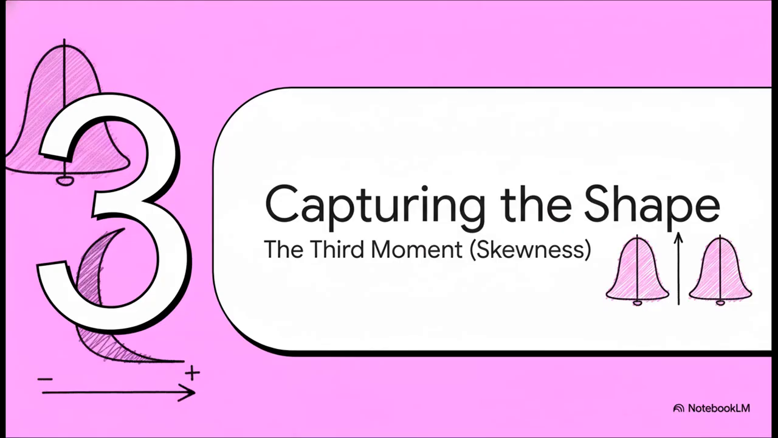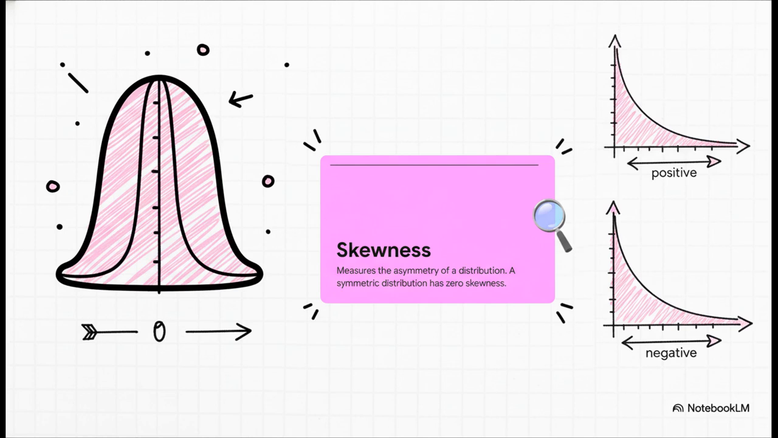All right, so now we have a number for the center, the mean, and a number for the spread, the standard deviation. We're getting somewhere. But data can have the exact same center and the exact same spread and still look totally different. So the next level is to start describing its actual shape, and specifically its lopsidedness. And that is the job of our third moment, skewness.